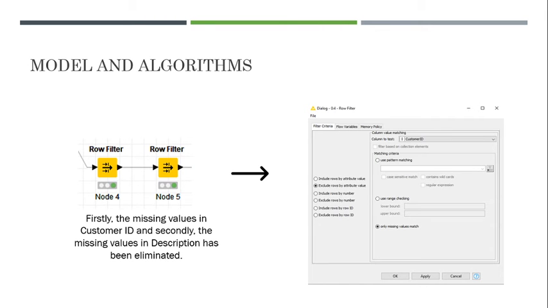We had to use the row filters twice in order to eliminate the data with missing values. We had to use it twice because we can only cleanse the missing values from one column. In order to conduct the market basket analysis, we have to group customer ID and description in one line, so we have cleaned the missing values from these data. In the first row filter, the missing values in customer ID, and in the second row filter, the missing values in description have been eliminated.